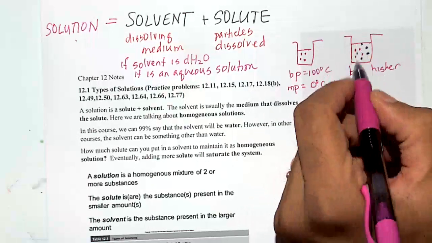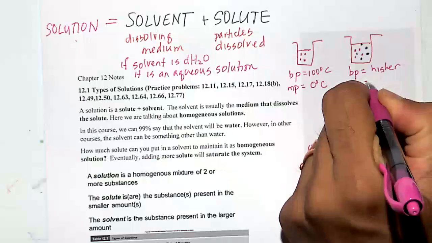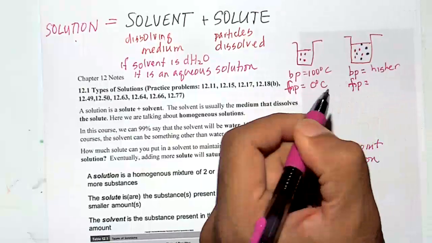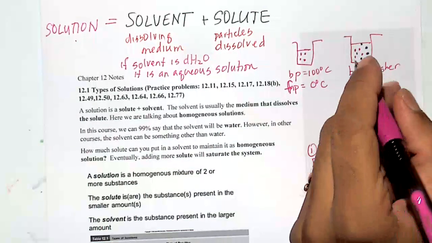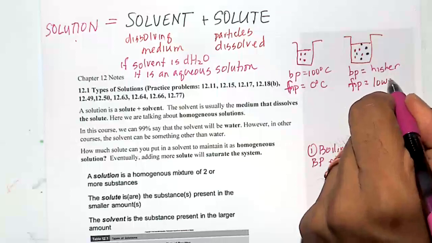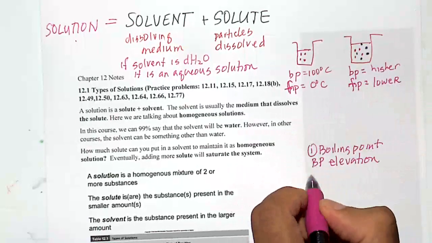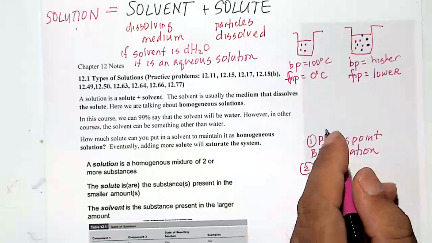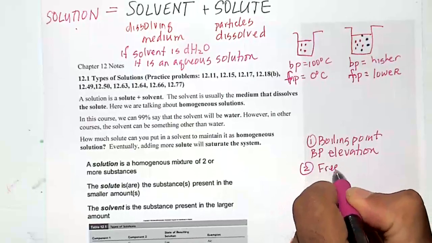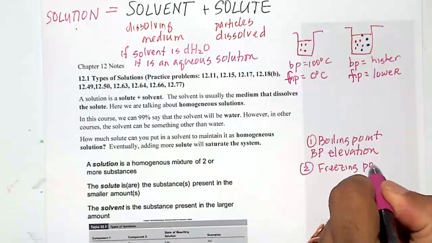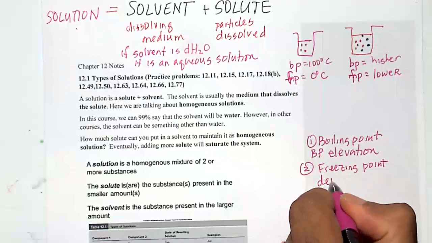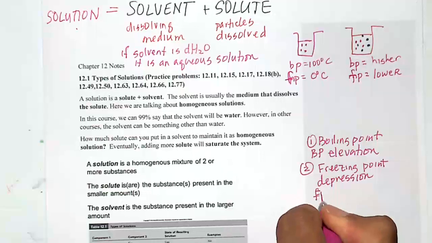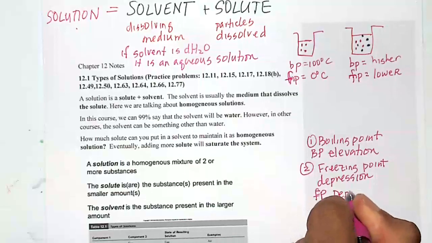Higher. So what will my new freezing point be? Higher or lower? It's going to be lower. This is the second thing I want you to realize. This is called freezing point depression. I'm going to call it FP depression, for freezing point depression.